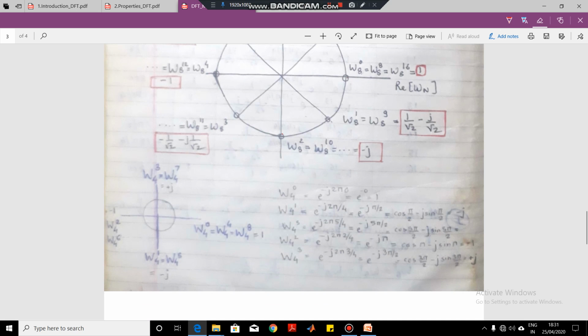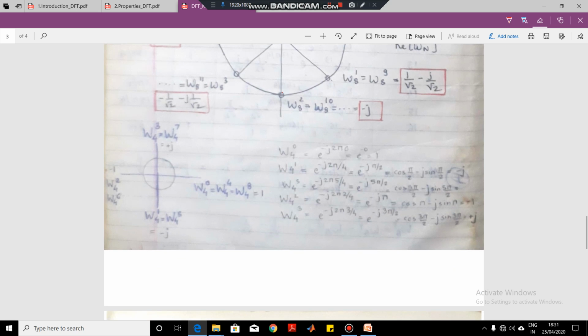Now the computation of the 4-point twiddle factor. In the case of the 4-point twiddle factor, we have the values W40, W41, W42 and W43. There is no need to compute W44 because it is the same as W40 according to the periodicity property. W45 will be the same as W41, W46 the same as W42, and W47 the same as W43.